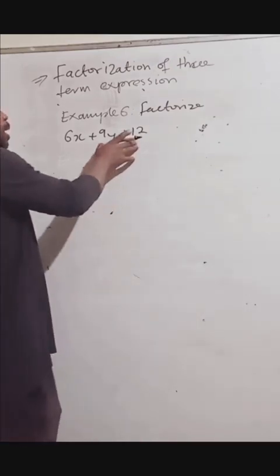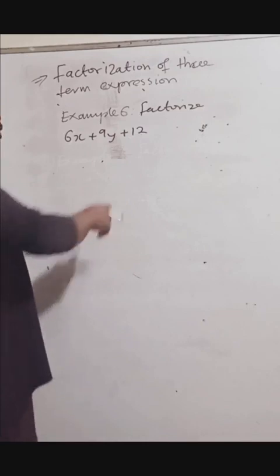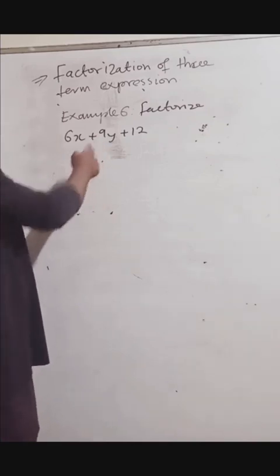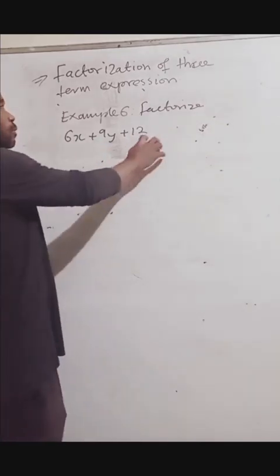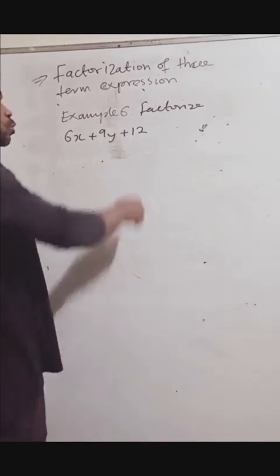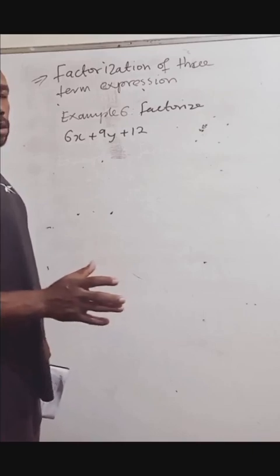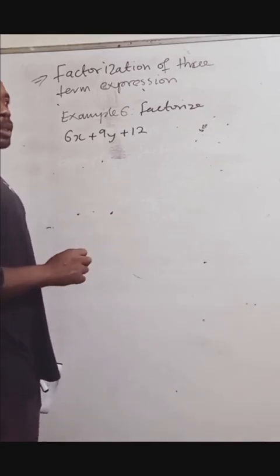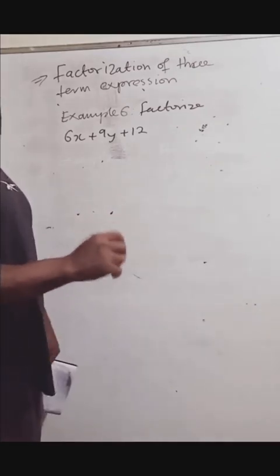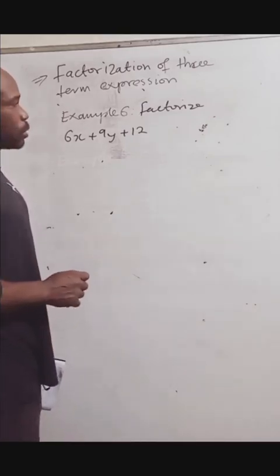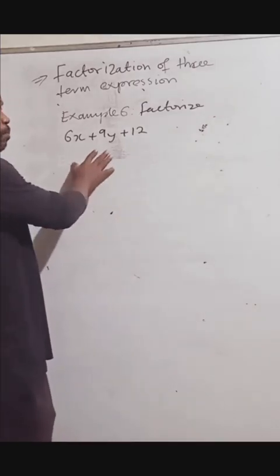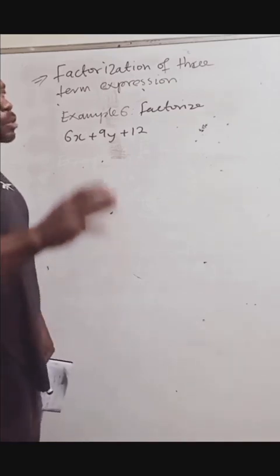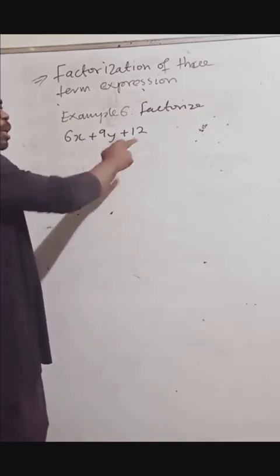Now we cannot apply what we did previously in this expression because, number one, the variables are different, and the term 12 does not carry any variable. So 12 is a constant. So we cannot apply the factorization method we did previously, where we looked for the highest common factor that contains a variable. So we're using a different method here this time. But first of all, what do we do when we have this scenario where you're asked to factorize 6x plus 9y plus 12? What do you do?